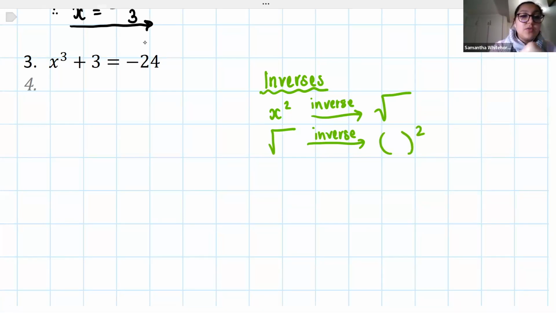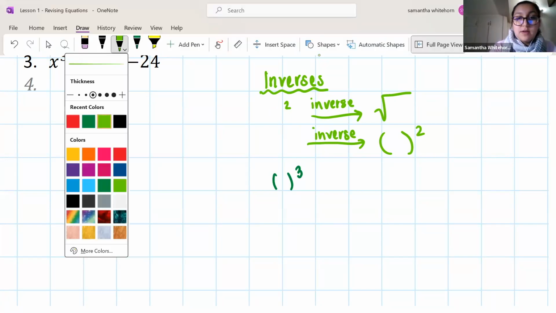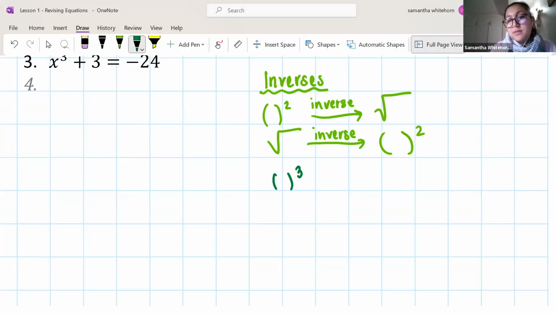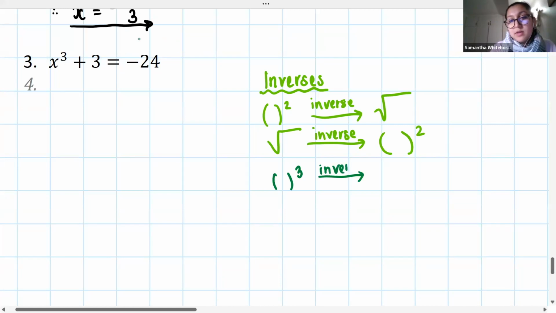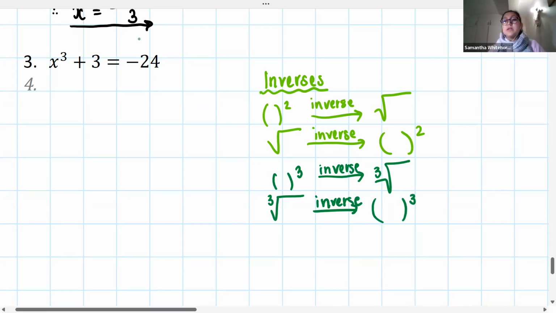And the same thing is true when I'm cubing a value. So if I have something cubed, let's maybe use brackets here. Okay, so we'll try again. If I'm cubing something, the inverse of cubing something is to cube root. And the same thing, if I've cube rooted something, the inverse is to then cube whatever is being cube rooted. So we need to remember that the second I have these exponents, I am actually dealing with roots.